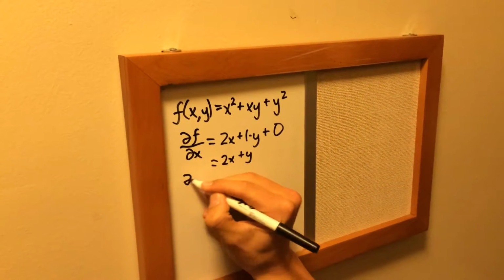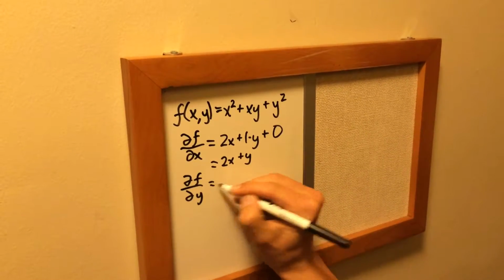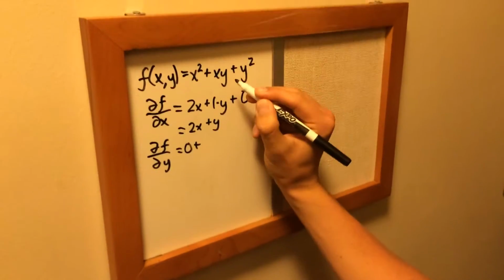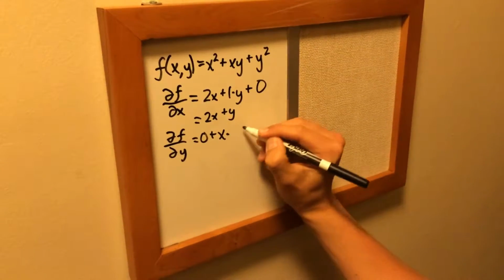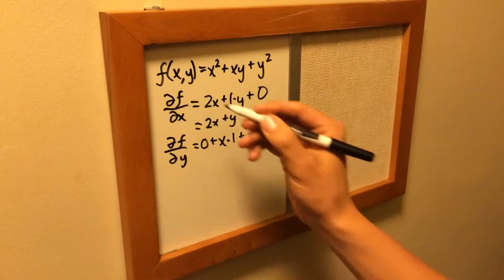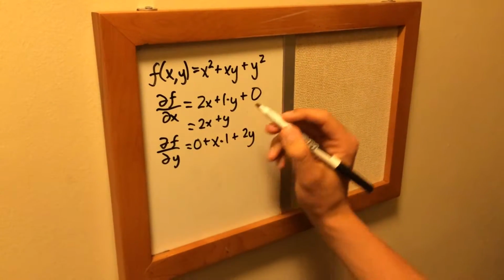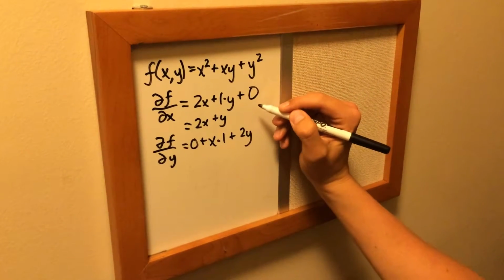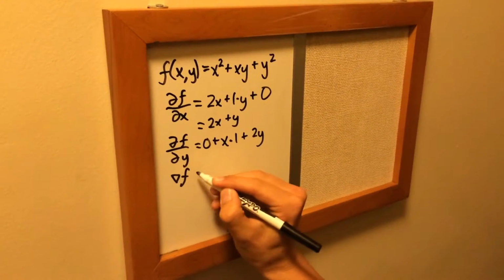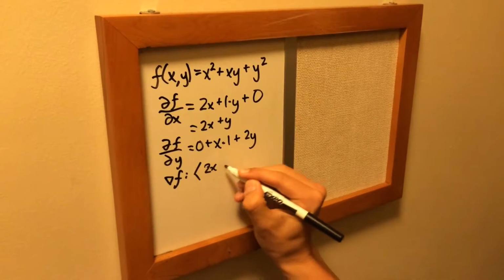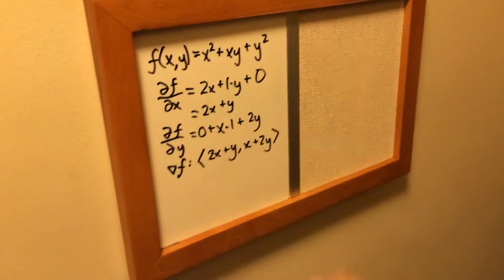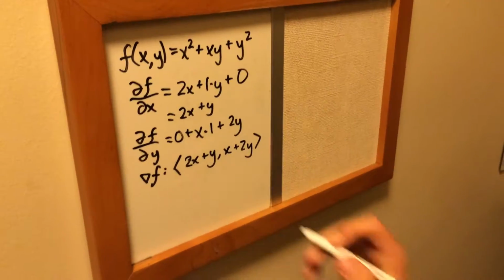If we then take the partial with respect to y, this term doesn't have a y variable in it, so that's just a constant. And then this term would then become x times 1. And then for this term we use the power rule to give us 2y. Then we can put these together to give us the overall gradient of the function, which gives us the slope in the x direction while y is constant, and then the slope in the y direction while x is constant. So this looks like this: 2x plus y, comma, x plus 2y. All right, so now we have found both partials of this function.